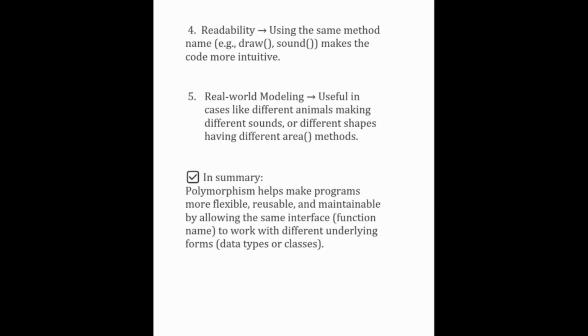Readability: using the same method name, for example draw() or sound(), makes the code more intuitive. Real world modeling: useful in cases like different animals making different sounds or different shapes having different area methods. In summary, polymorphism helps make programs more flexible, reusable and maintainable by allowing the same interface to work with different underlying forms.